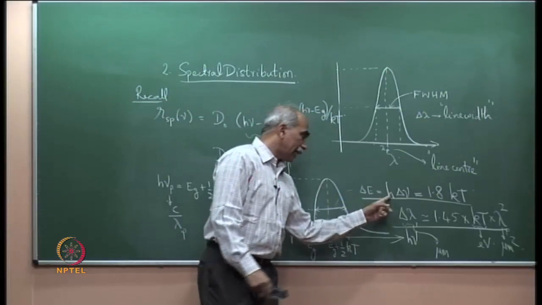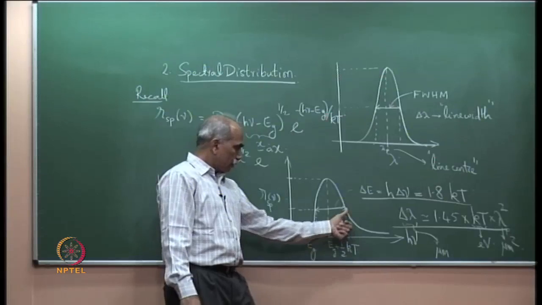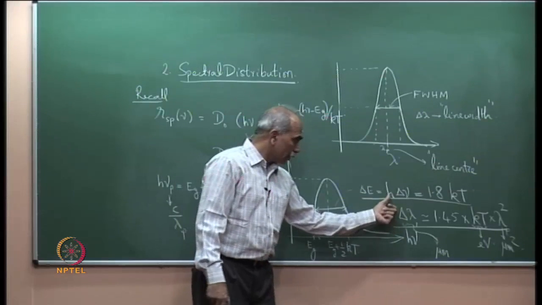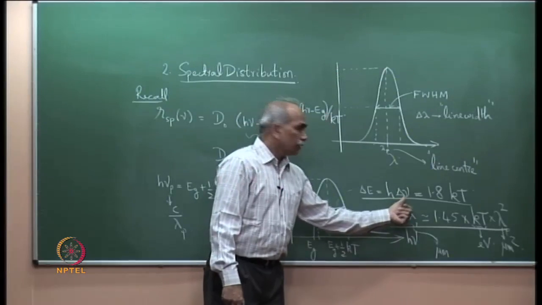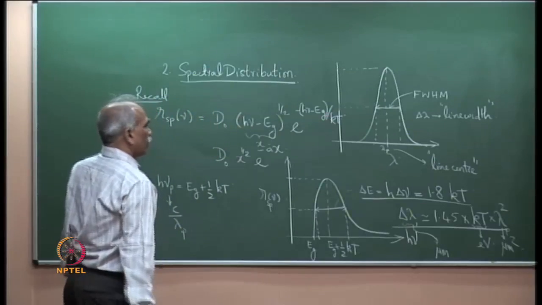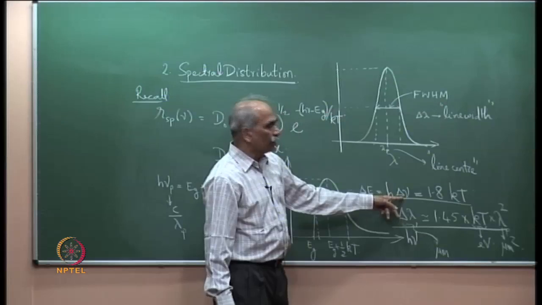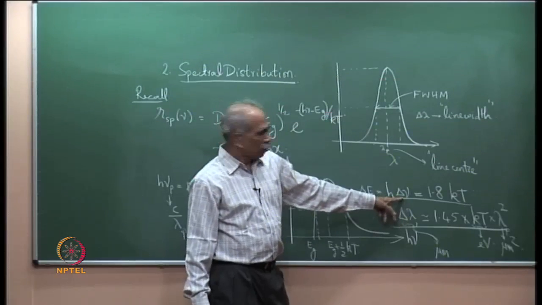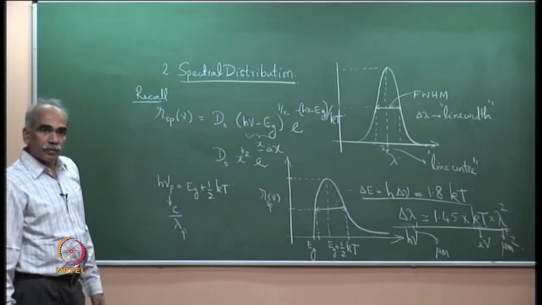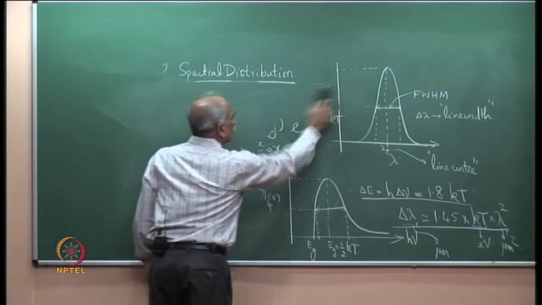Then you can find that this separation here, this axis is energy, you call this E2 and this E1, then delta E, E2 minus E1, which is also equal to h into delta nu, is equal to this. This you have to determine numerically. And then you simply substitute for delta lambda, because delta nu is c by lambda square into delta lambda, and that lambda corresponds to the peak, and this is the expression. If you still find it difficult, we can discuss this.